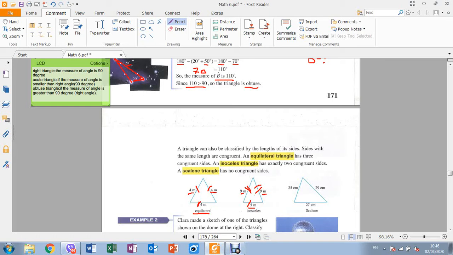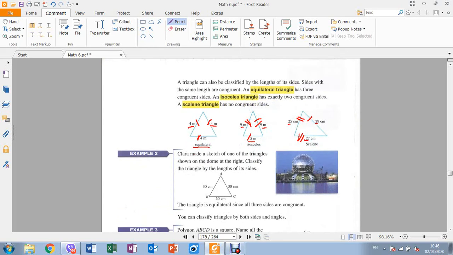The last one is when we have no congruent sides. For example, this side doesn't equal this side, it's not equal to this side, and this one is not equal to this one. For example, the length of this one is 25 meters, the length of this one is 29, and the length of this one is 27. These are not congruent, so it has no congruent sides. This is called a scalene triangle.